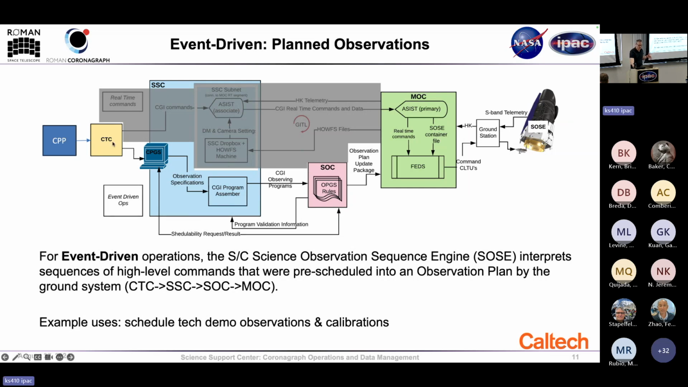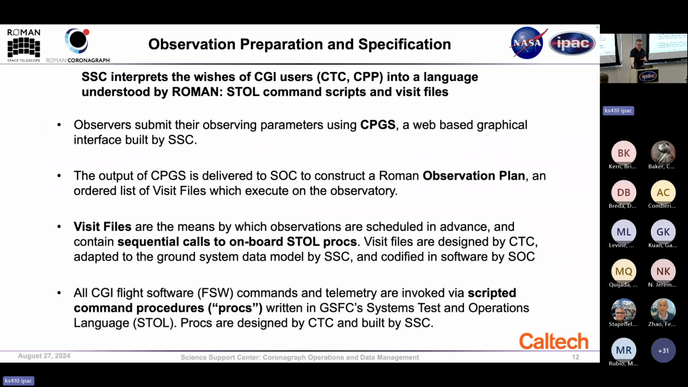We all have to get together and make sure we have a system that puts them together. I'm going to talk a little more about that in upcoming slides. So that's basically observation preparation. Essentially, the SSC interprets the wishes of CGI users, which is the CTC and the CPP, into a language that's understood by Roman, which is STOL, command language, scripting language, and what's called visit files.